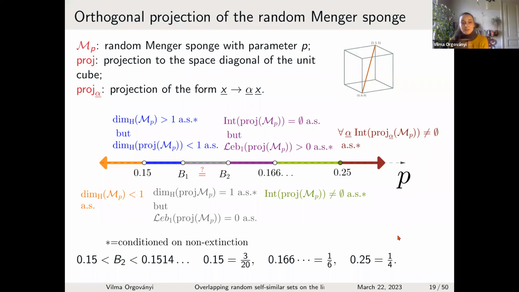So this is why it's very different from the homogeneous Mandelbrot percolation, because in that case, what we saw was this orange interval and this red interval, and we saw nothing in between.